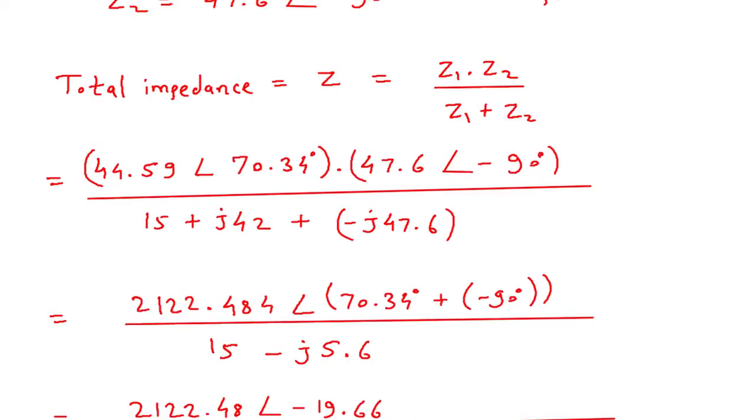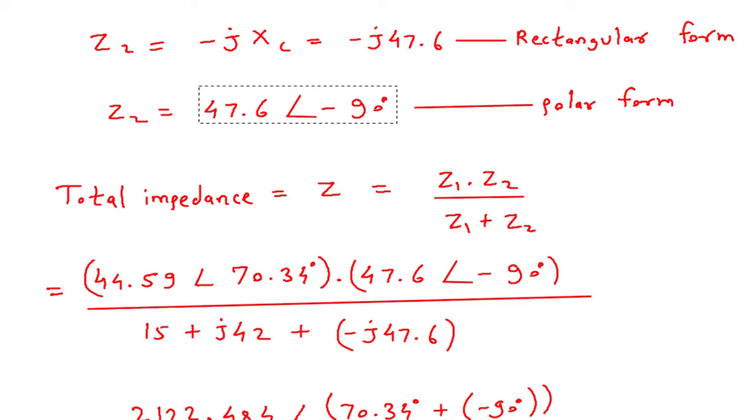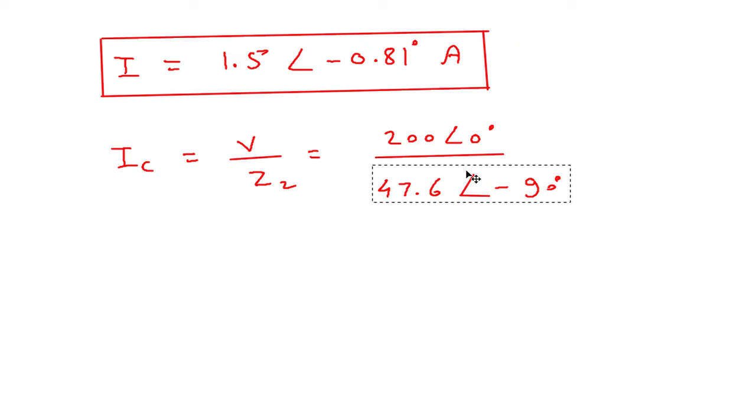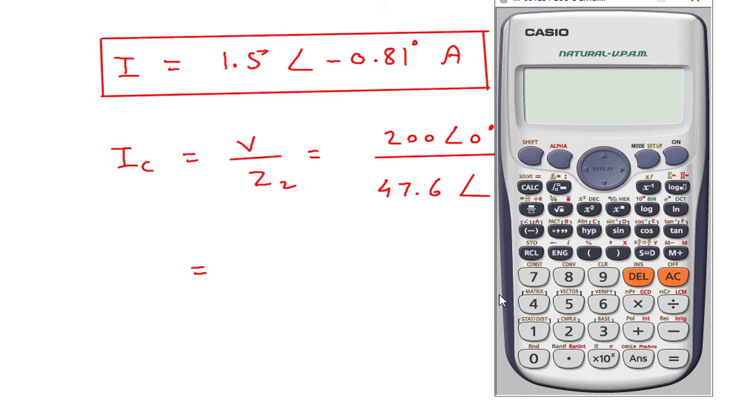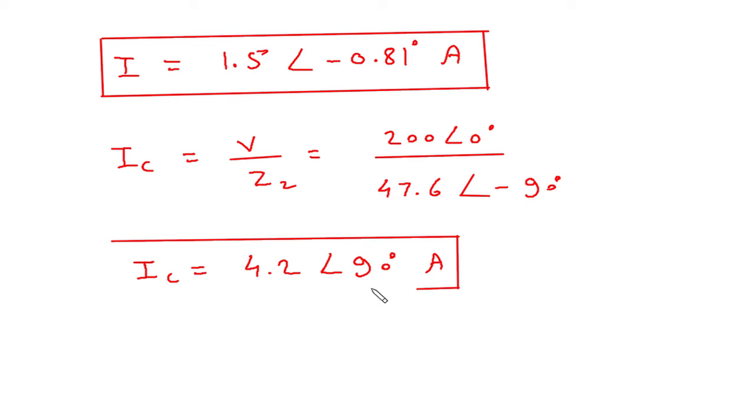The value of voltage V is 200 at an angle of 0 degree divided by Z2. Now Z2 again we will take in polar form. This is the value of Z2 in polar form. Now if we simplify this, it will be 200 divided by 47.6, that is 4.2 at an angle of 0 degree minus minus 90 degree, so it will be plus 90 degree. This is the value of current IC and its unit will be ampere because it is current.